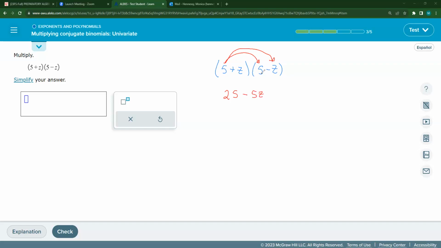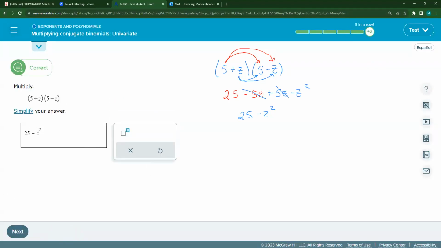And then z times 5 is plus 5z. And a z times a -z is -z squared. These two cancel each other out, and you have 25 minus z squared. Remember, because it's subtraction, order does matter, so we do want to have it in the right order. So 25 minus z squared. And we can check. And we are done with that topic.